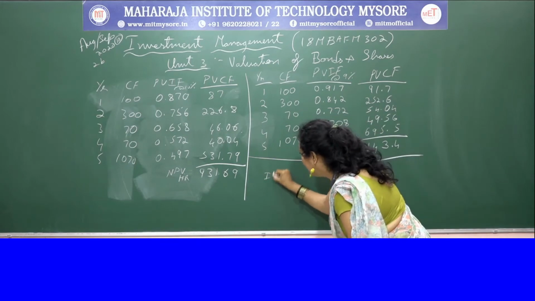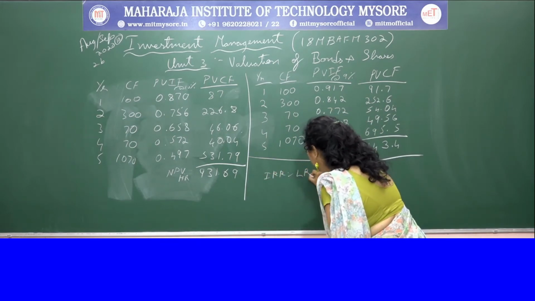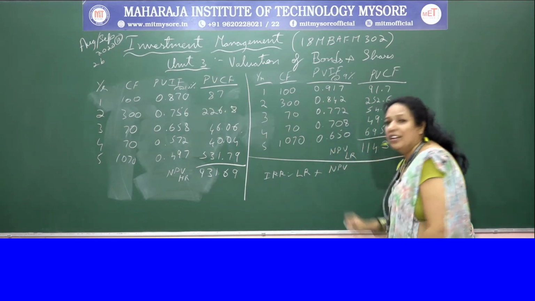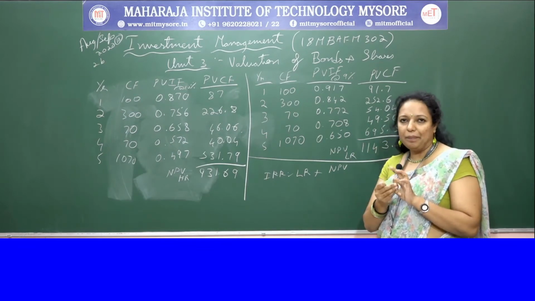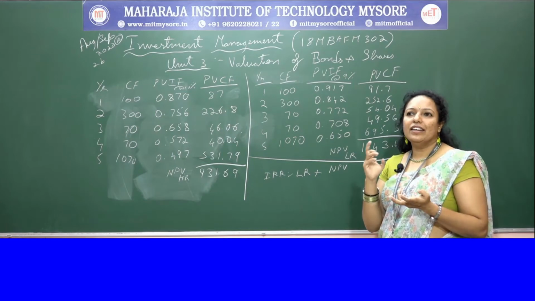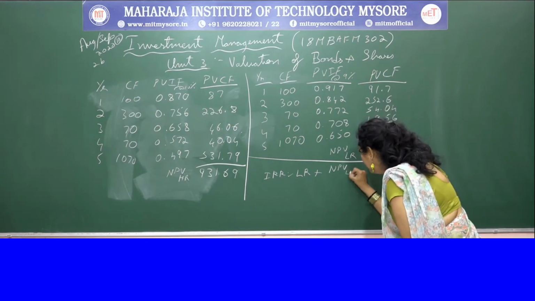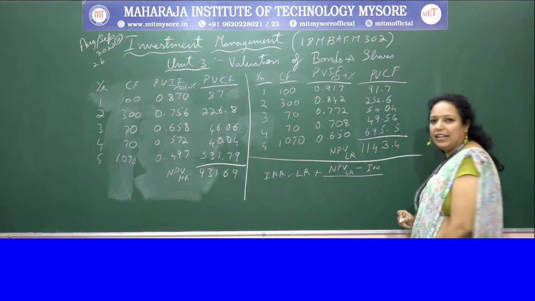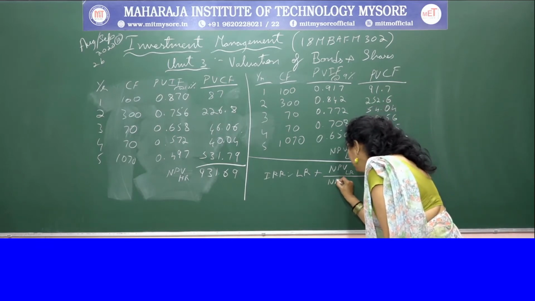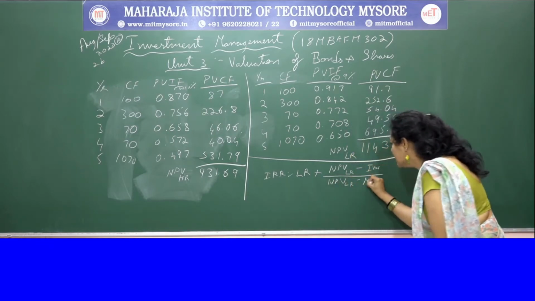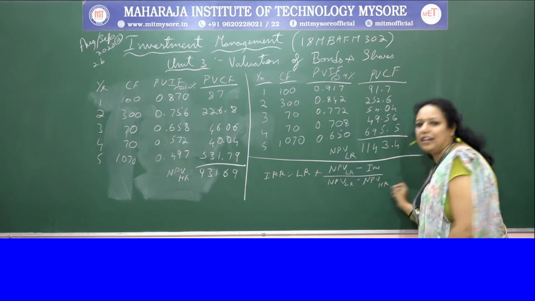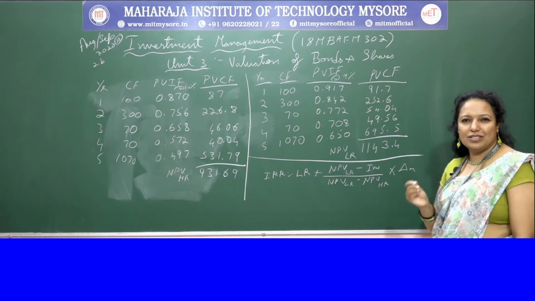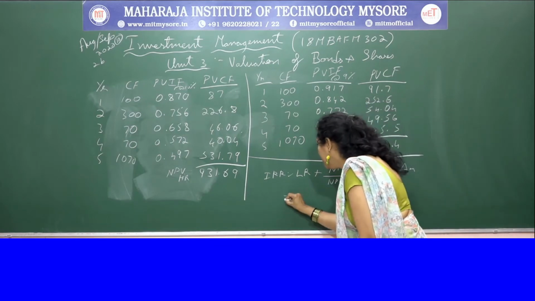So I'll write IRR is equal to lower rate. First we'll put the lower rate plus NPV. Here we need three things: the lower rate NPV, the higher rate NPV, and the investment. So NPV at a lower rate minus the investment, whole divided by the NPV of lower rate minus NPV of higher rate, and we put that into the change in R. This is the common formula which we use, and we are going to do the substitution.